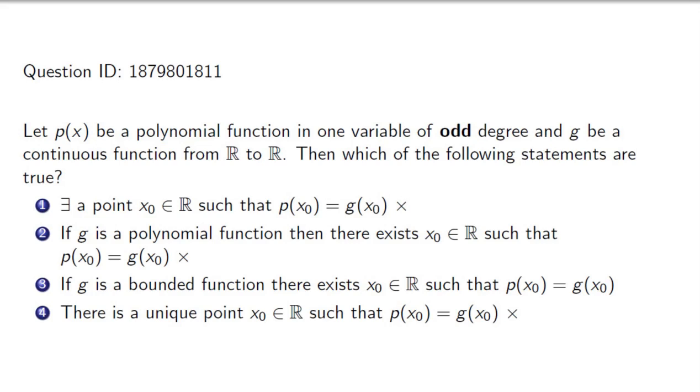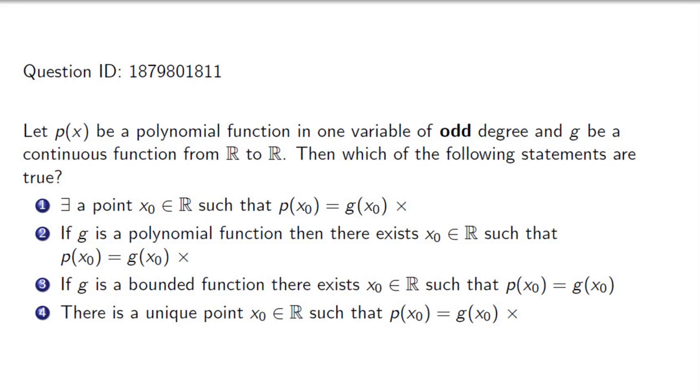Now, since options 1, 2 and 4 are false, we can straight away say that option 3 is true, but we will see how this is possible. For option 3, we are given that if g is a bounded function, then there exists a point x0 in R such that p of x0 equals g of x0.